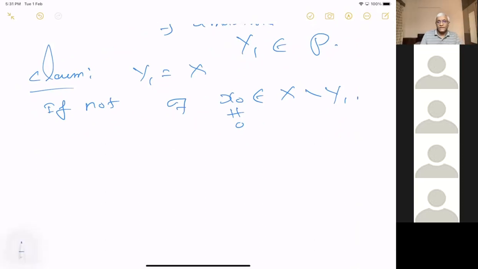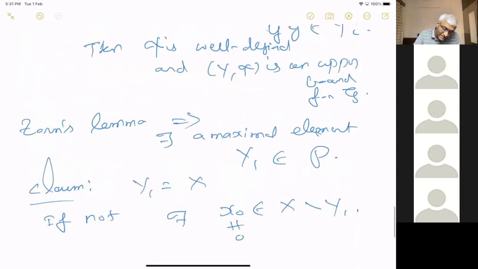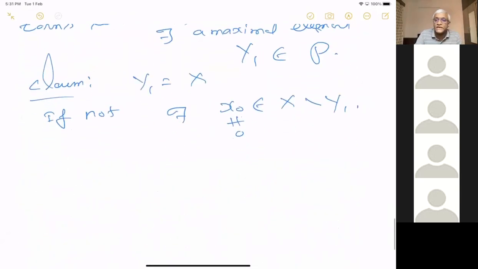So that is what we will do here. If this is not the whole of X, we can add one element, this x naught, the real one-dimensional vector space generated by this x naught, to this y1, and we can extend this linear functional. It is not just an extension; it satisfies those dominations by the Minkowski functional also. That's what we want to do.